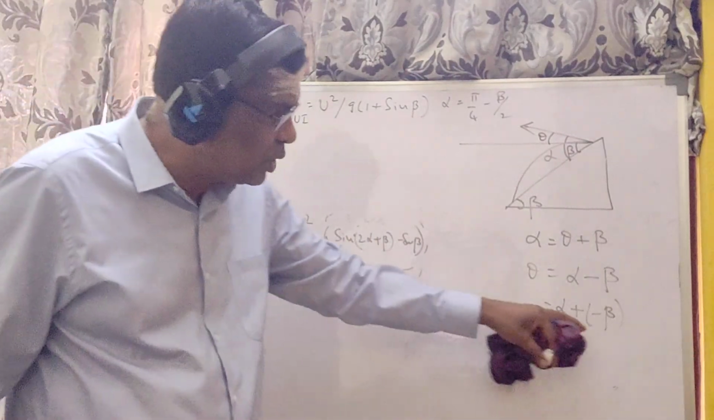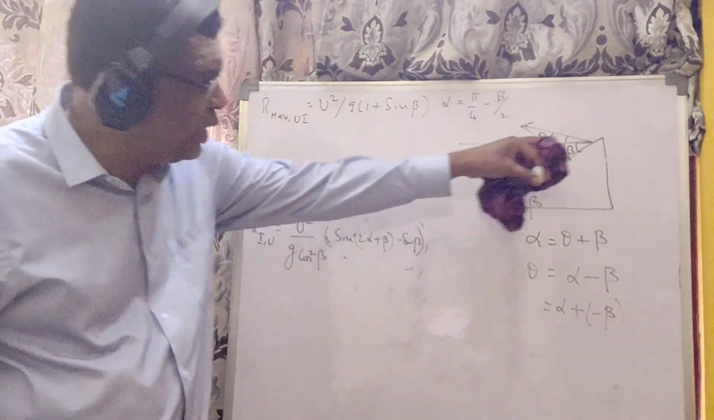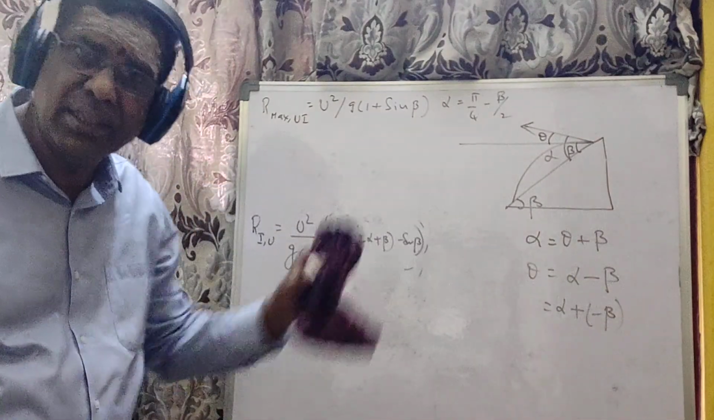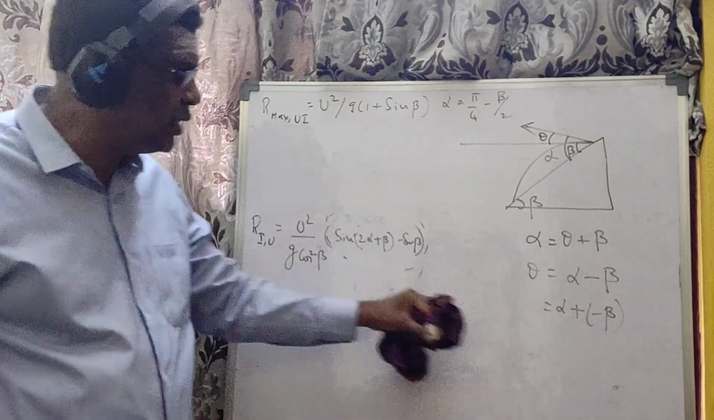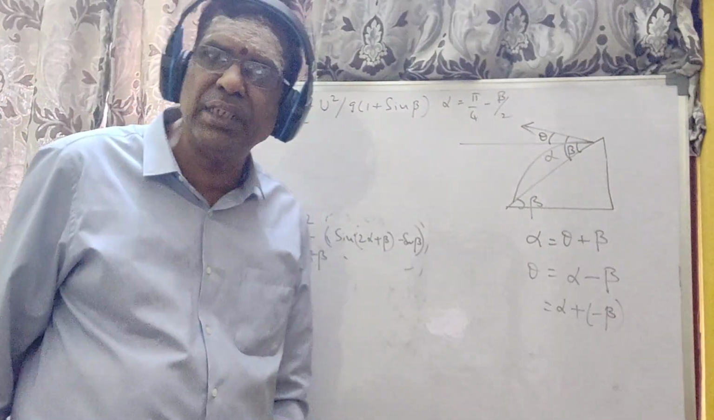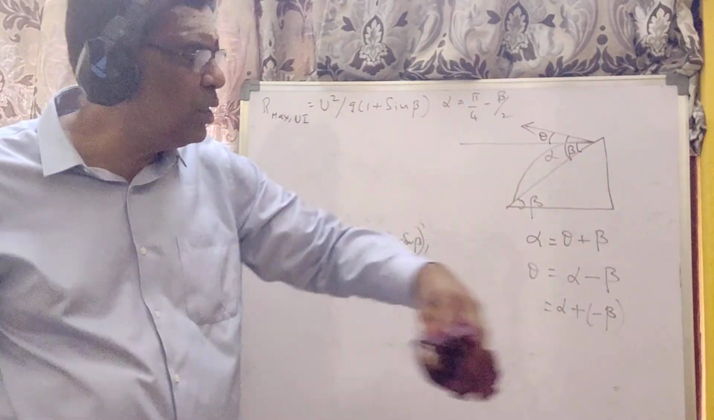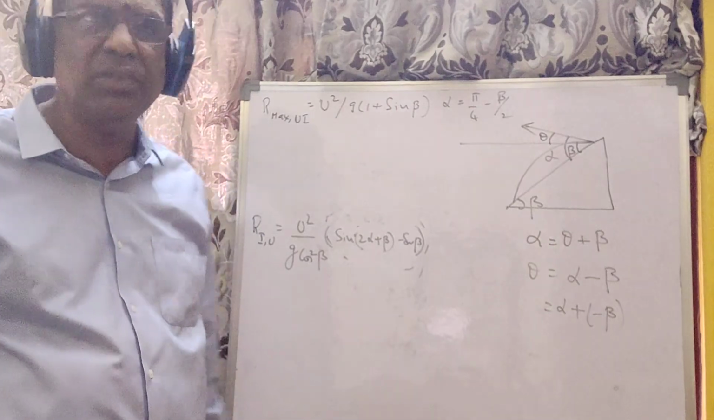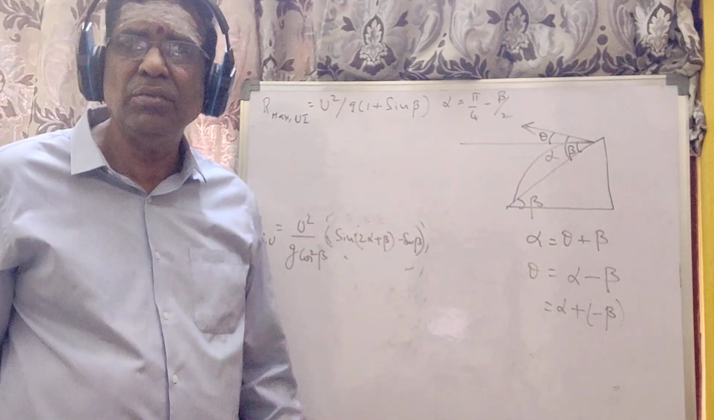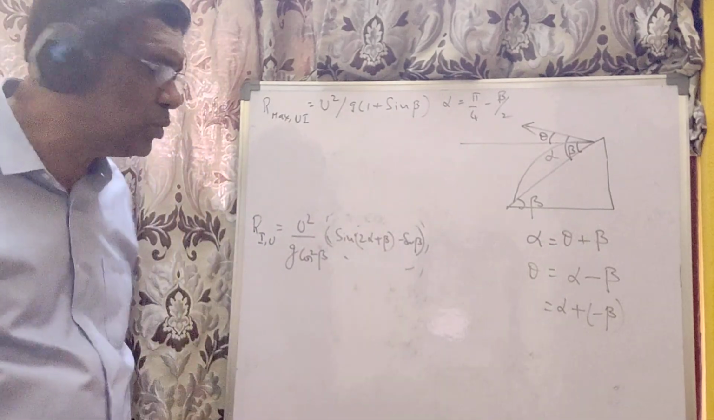You know why I wrote this? It's simple. You need not have to work on anything at this stage. Wherever you get plus beta, you replace it with minus beta. You will get everything pertaining to down the incline, including your time of flight. Time of flight makes no difference because it is cos beta. So beta, whether it is plus or minus, it makes no difference.